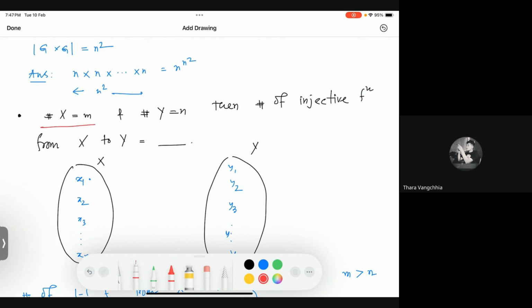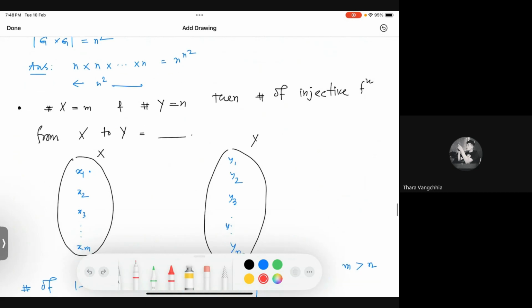Now see, if the cardinality of X is m and the cardinality of Y is n, then I want to know the number of injective functions from X to Y.